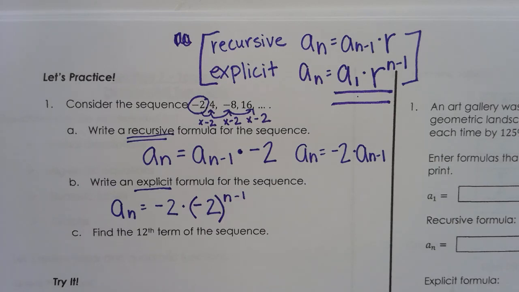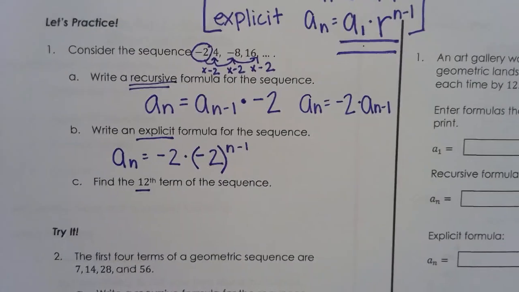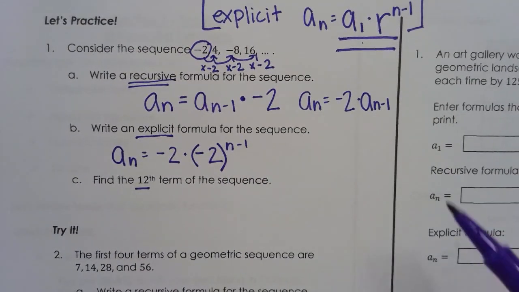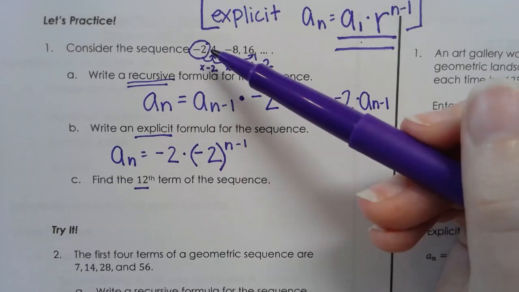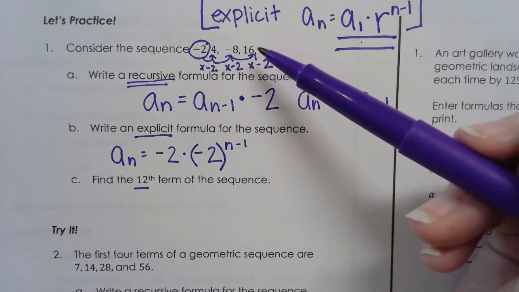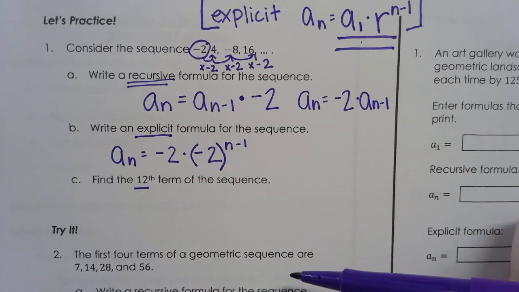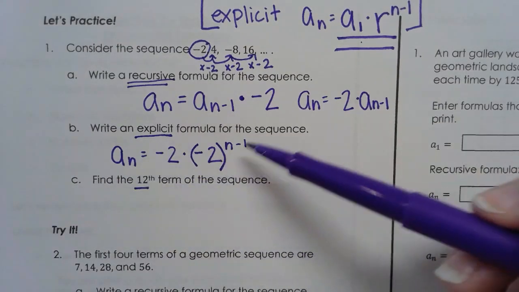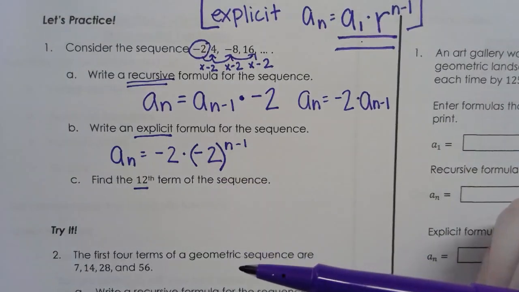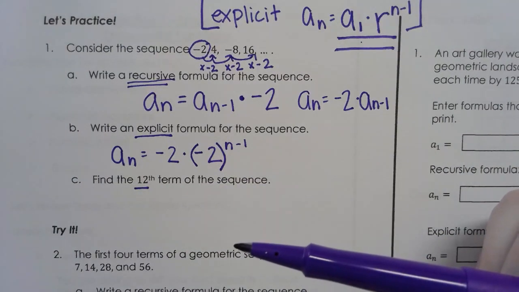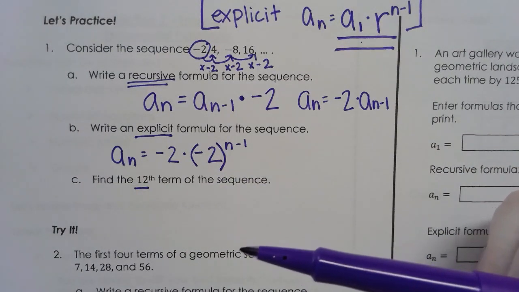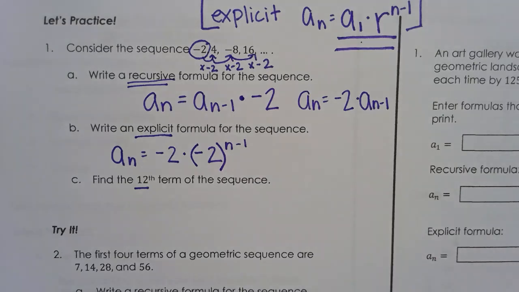Okay? Now, we want to find the 12th term of the sequence. So you have an option here. You could either come to the side and make a table and start with your -2, 4, -8, 16, keep going until you get to the 12th term. Or you could use this formula right here. If you're trying to find a certain term, the explicit formula is always the best one to use to jump forward to a certain term.